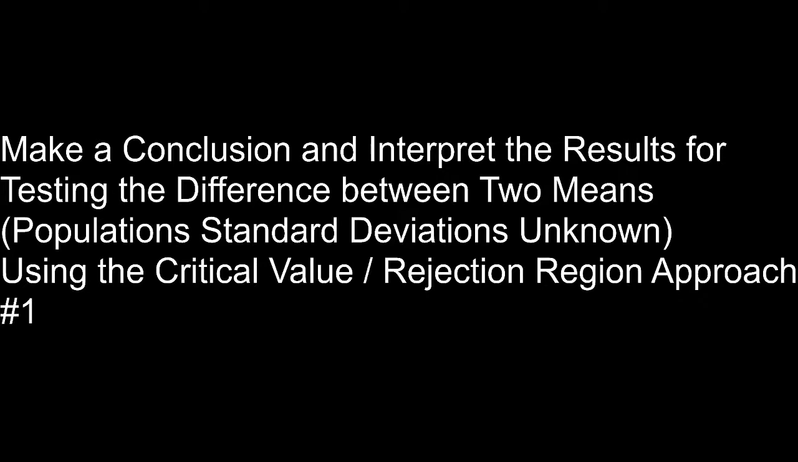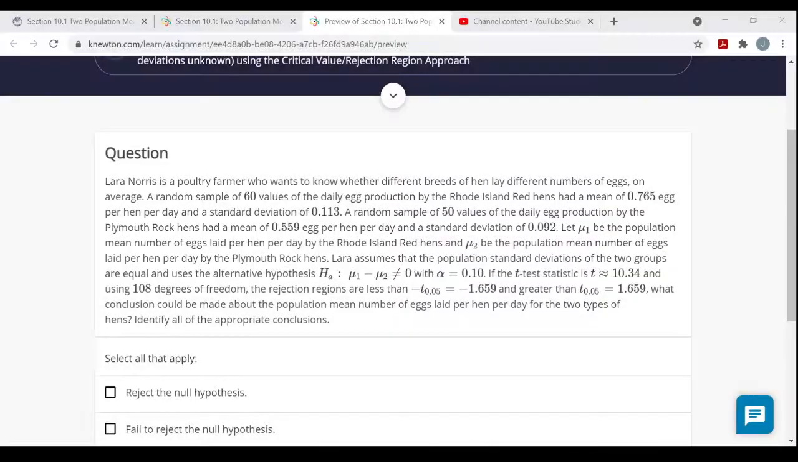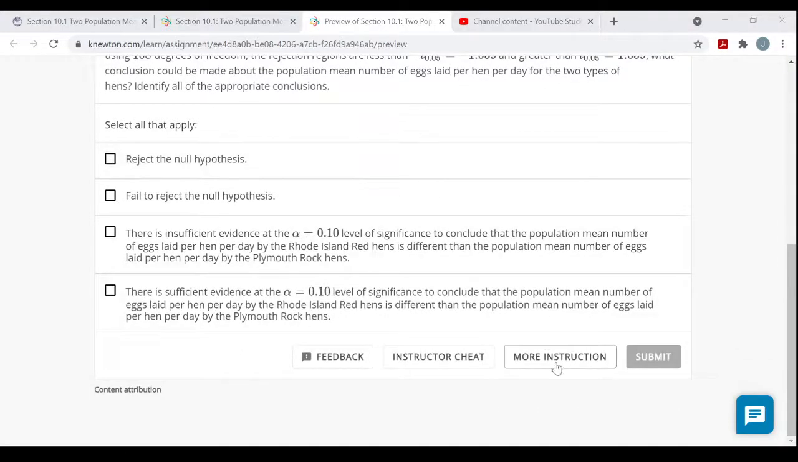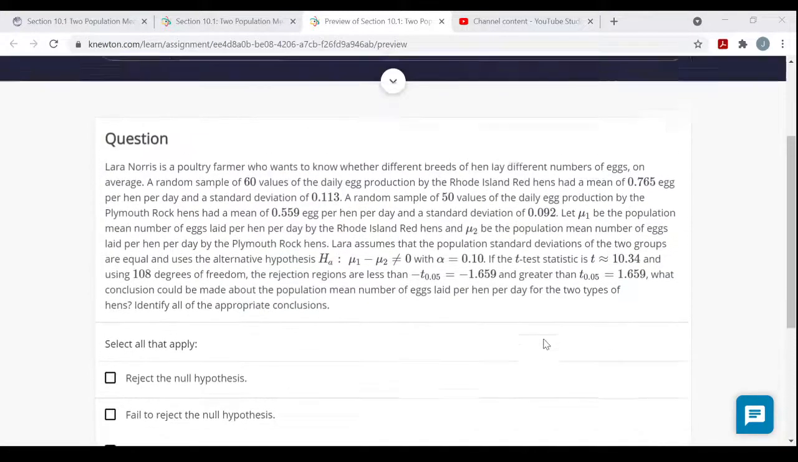Right. So let's go to the problem I'm looking at. Now again, if you're unfamiliar with the topic, want to see more about it, please click on more instruction, look at their videos, their notes, their examples, and hopefully those help you.